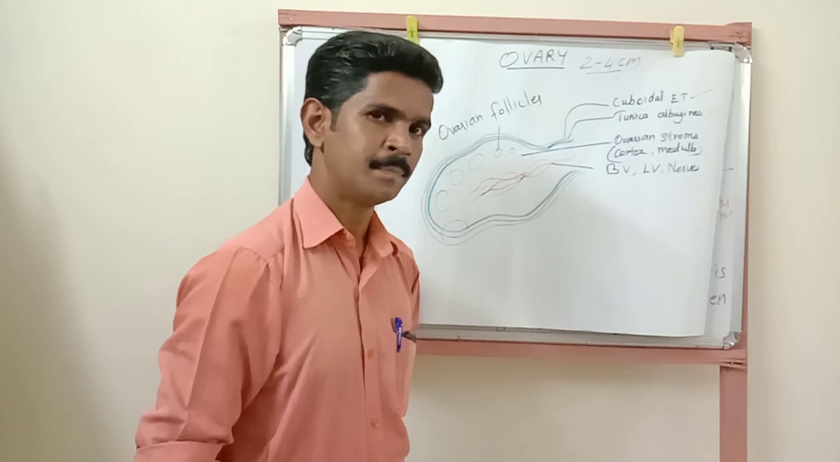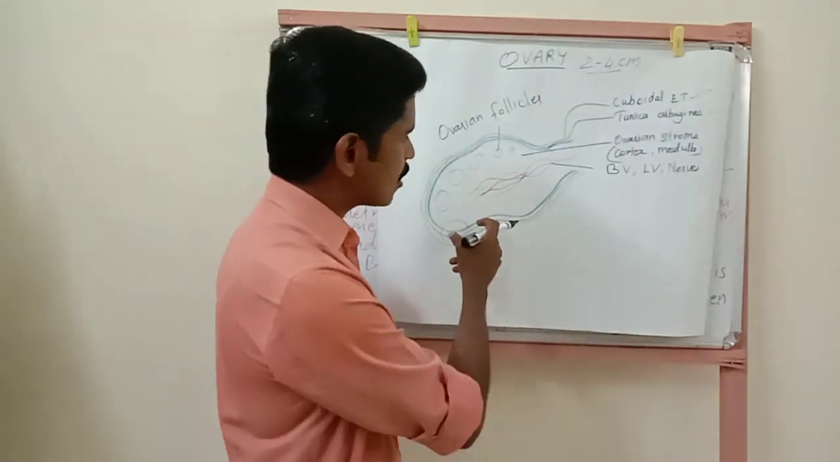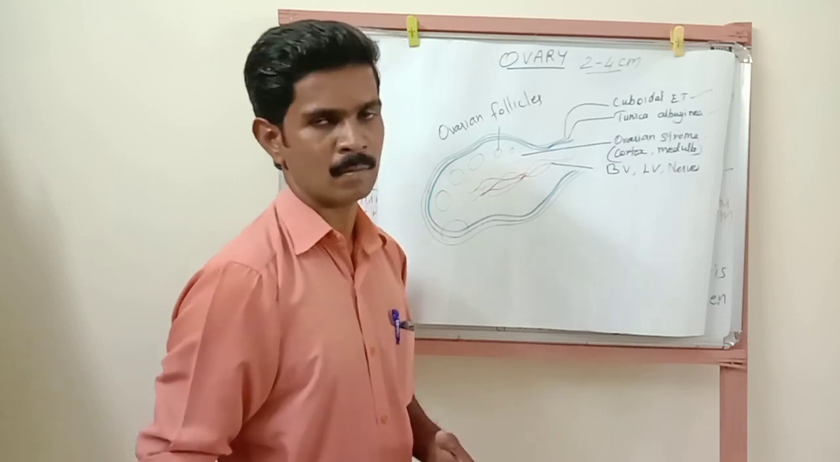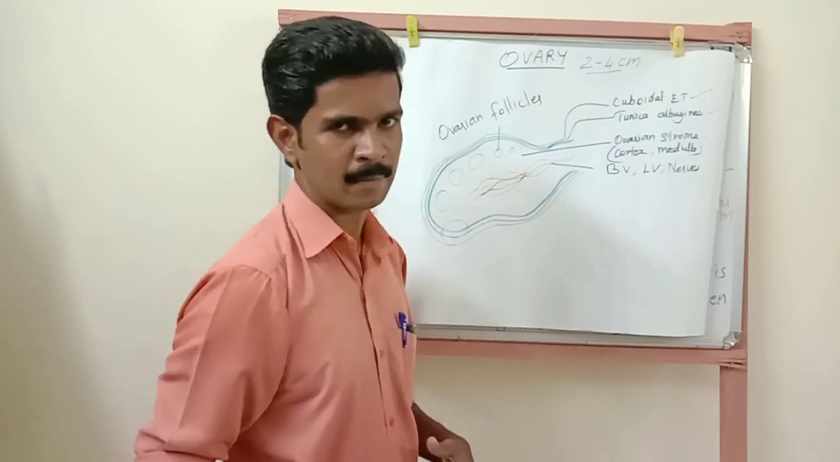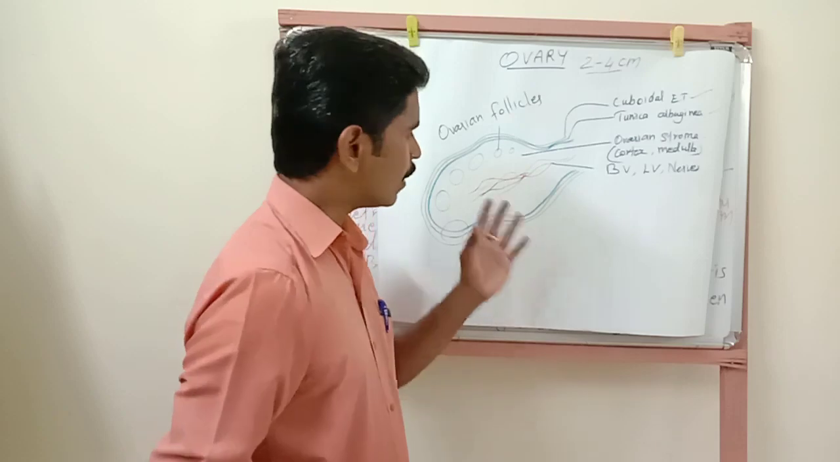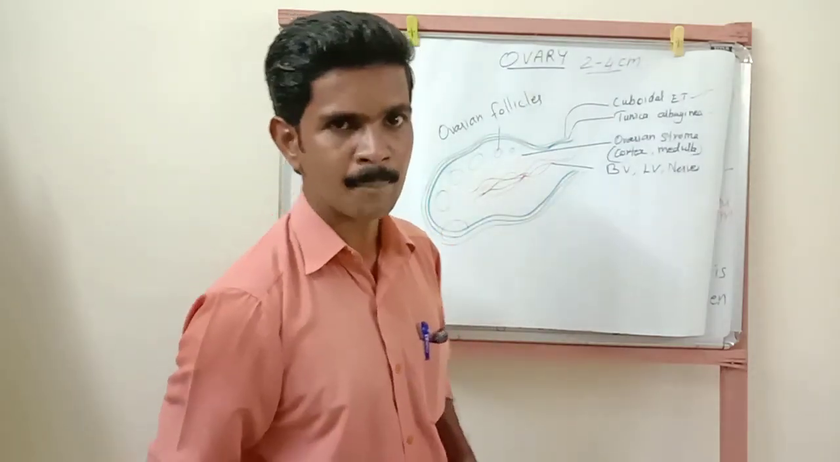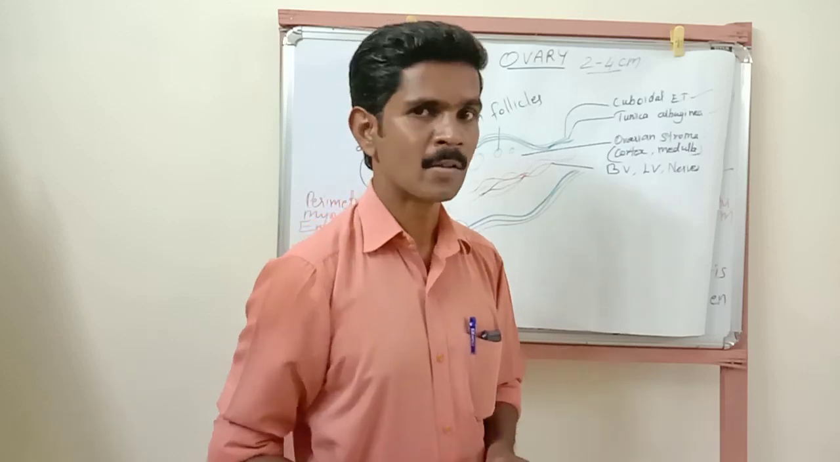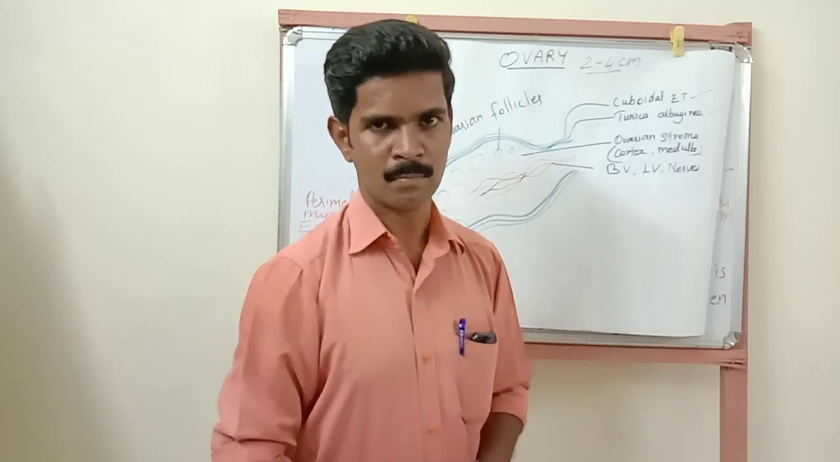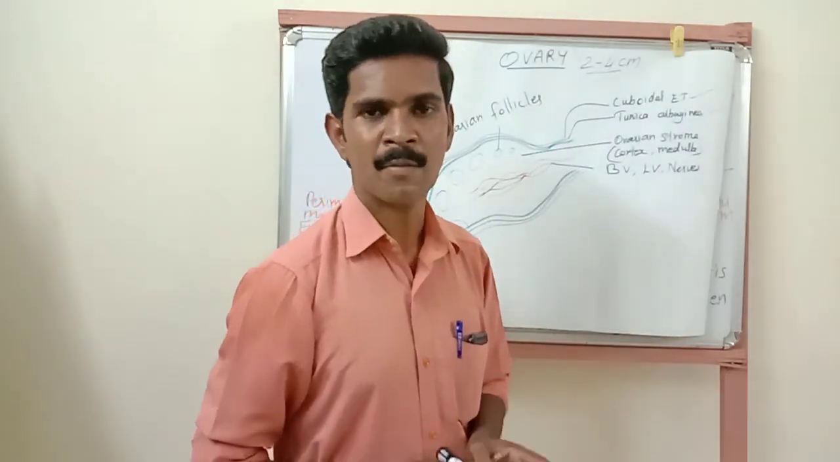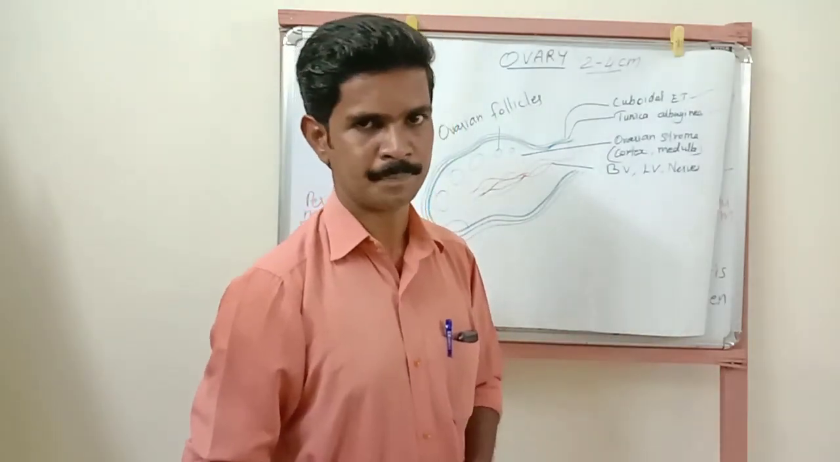Understand, my dear students? Then one important point: this ovary is attached to the pelvic wall. Pelvic wall means the wall present in the hip region. Both ovaries are attached to the hip region or pelvic region through a ligament. It is called mesovarium. So that's all about the structure of the primary female sex organ, the ovary.